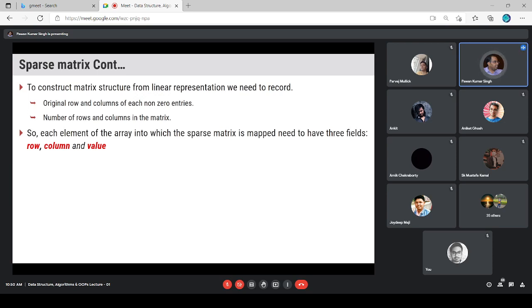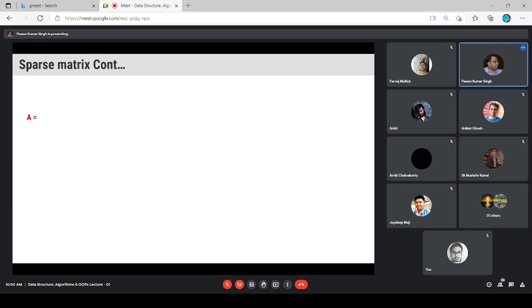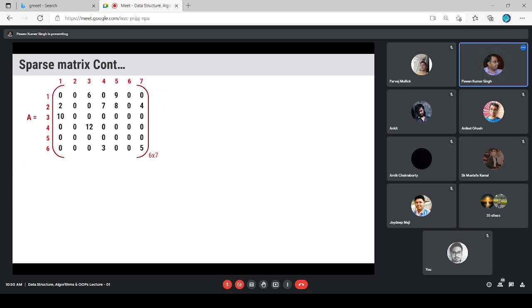So for each element of the array in which the sparse matrix needs to be mapped, we require 3 fields. What we have seen: the row value, the column value, and the element.